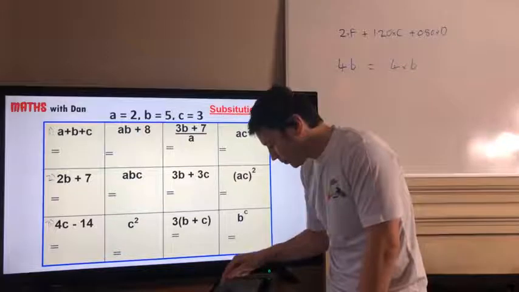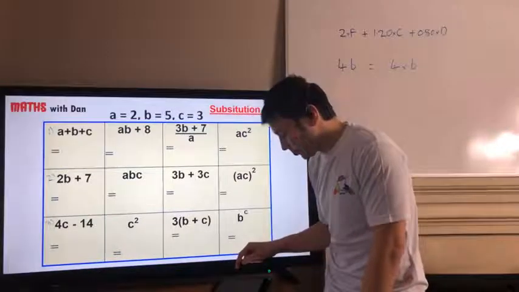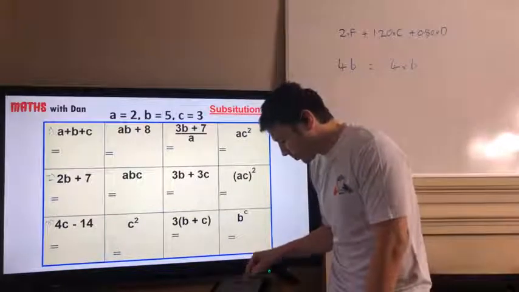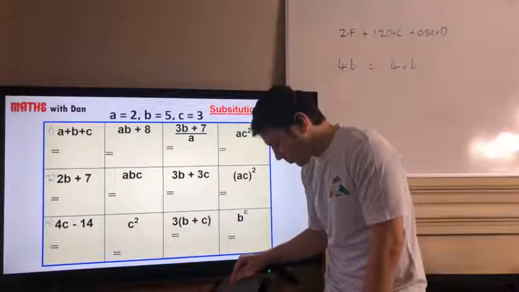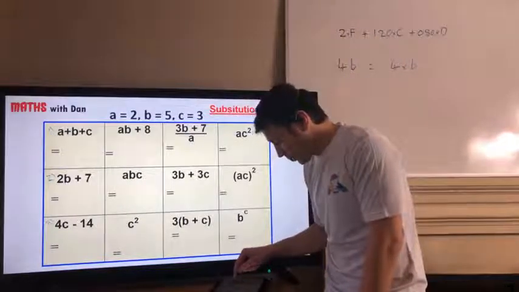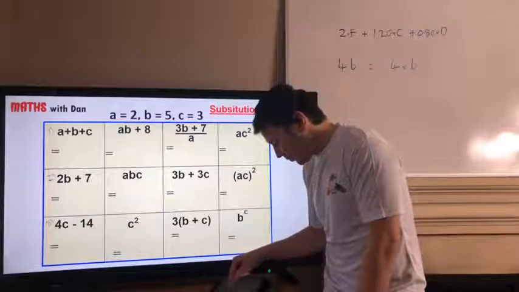Are the numbers the same? Yep. Numbers the same. So 2 times B. 2.